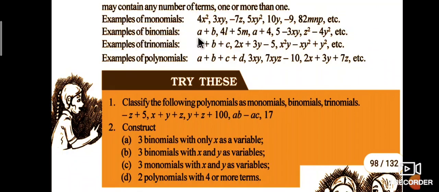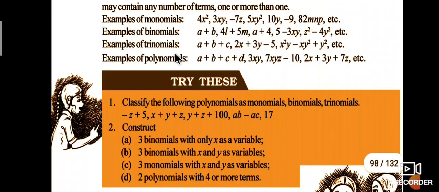examples for binomials: a plus b, 4l plus 5m, a plus 4, 5 minus 3xy, z square minus 4y square, etc. These are all called binomials.